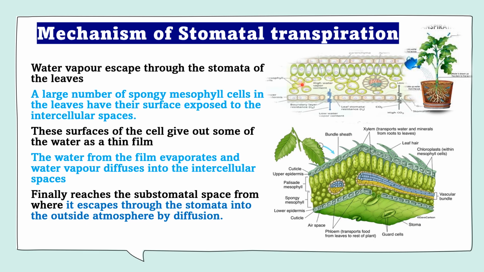The water from the film evaporates and water vapor diffuses into the intercellular spaces. Here you can see these are intercellular spaces. Finally, it reaches the substomatal space, from where it escapes through the stomata into the outside atmosphere by diffusion. This is the mechanism of stomatal transpiration.